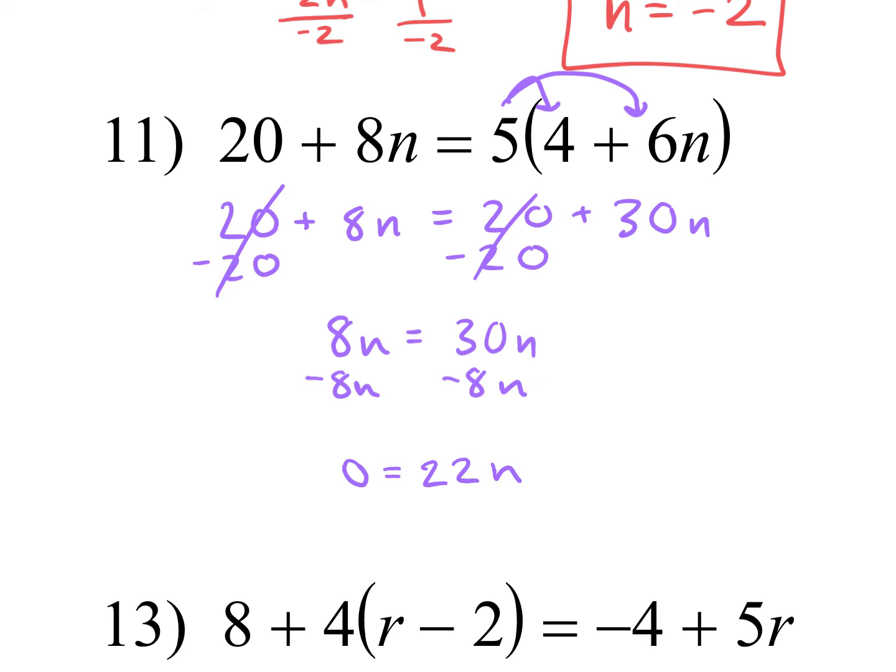And then what should I do? Divide both sides by 22. What's 0 divided by 22? 0. So what's n equal to? 0. Awesome. Any questions here?